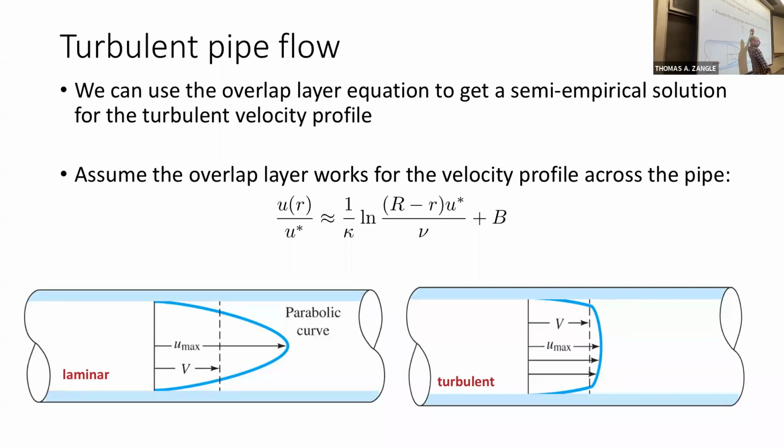Big R is the total radius of the pipe, right? So r equal to 0 is at the center of the pipe. Big R is the wall, where we have the no slip condition. r equal to 0 is the center of the pipe. Yep, that's correct.